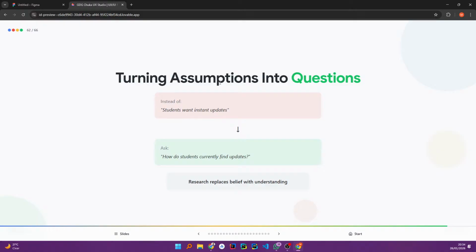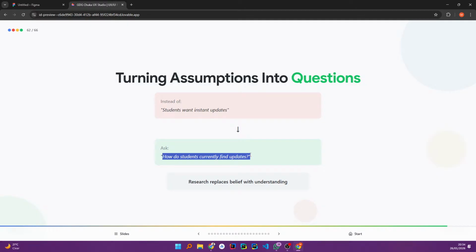So now there's also something interesting about assumptions. So you can turn assumptions into questions, and this one is allowed. So instead of assuming something, you can just turn it into a question. As you can see on the screen, instead of assuming that students want instant updates, you can go ahead and ask a student, how do you currently find updates? So that you can know how they do.